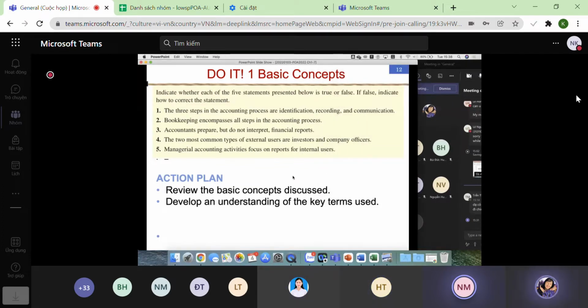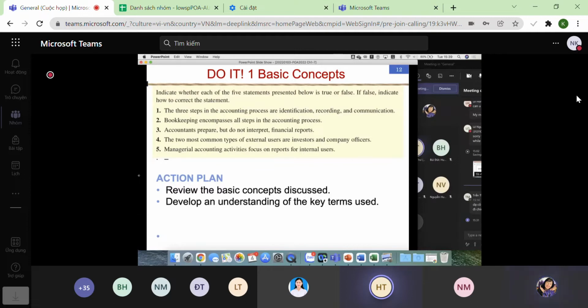Now we have the action. Do it. Number one, basic concept. We need to identify which statements are true or false, and if false, we need to correct them. Number one, the three steps in the accounting process are 1, 2, 3. True or false? True. The second one, bookkeeping encompasses all steps in the accounting process. False. Why? Only recording.